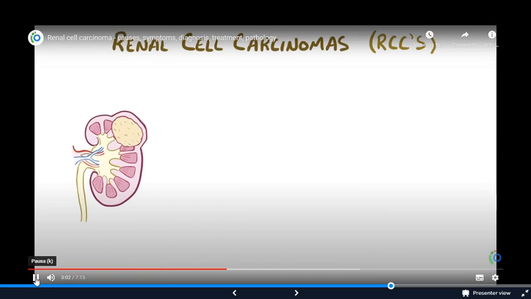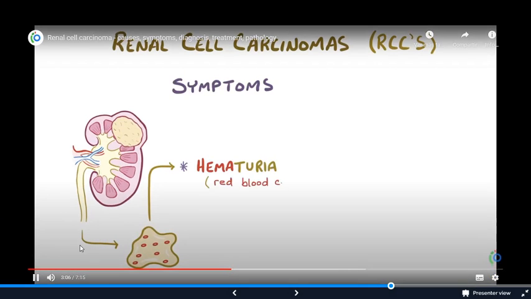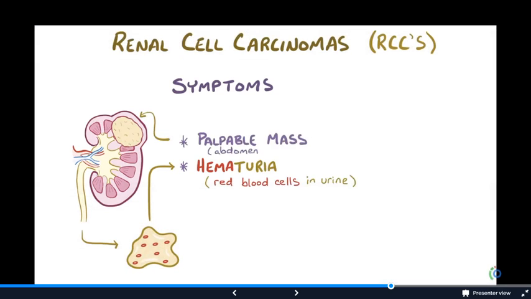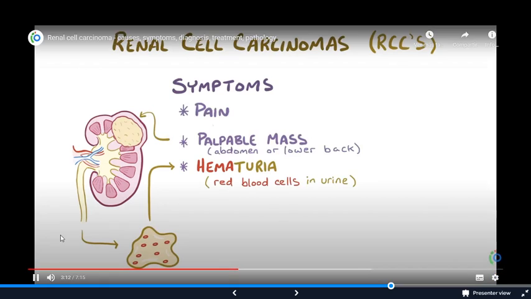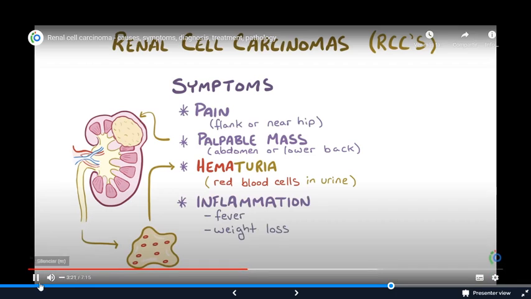Individuals with renal cell carcinoma typically have one or more of the following symptoms: hematuria, or red blood cells in the urine, which is most common, a palpable mass in the abdomen or lower back, and pain in the flank or near the hip bone. Since the cancer causes a state of chronic inflammation, other classic symptoms include fever and weight loss.